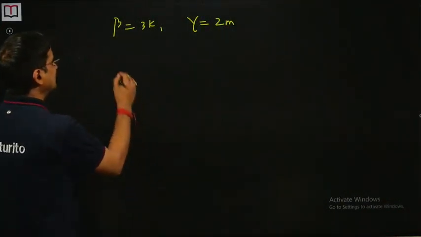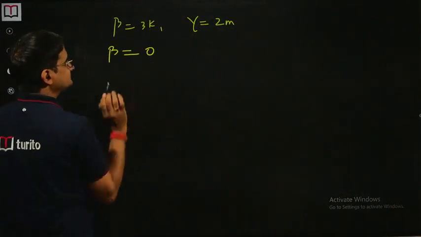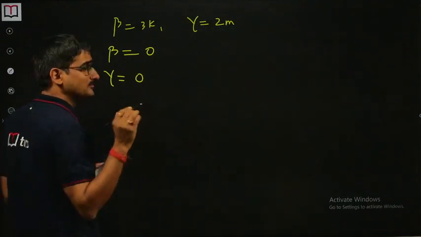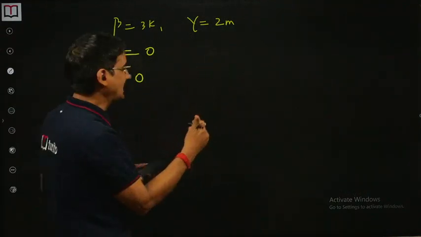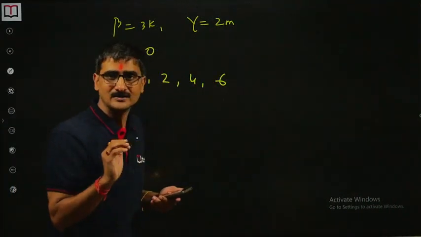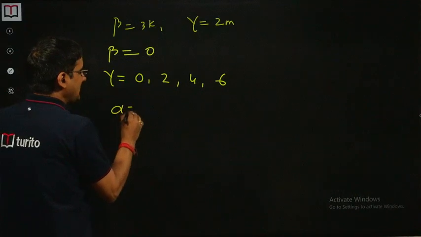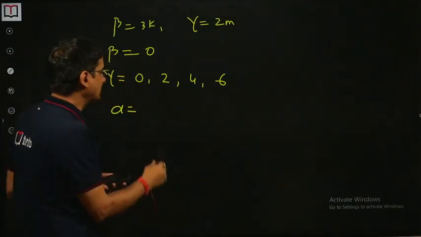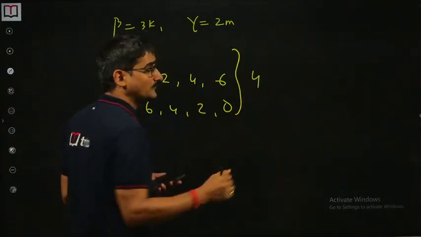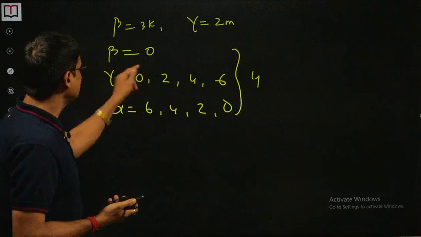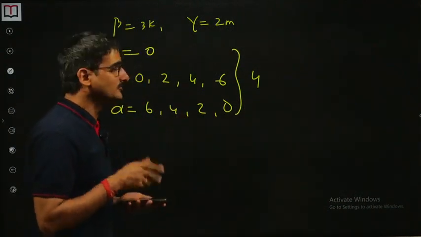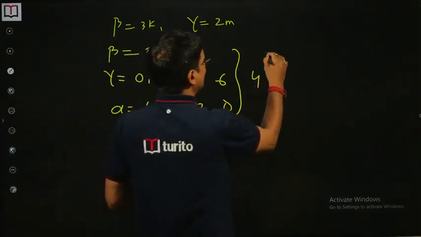Now let's start. If beta is 0, what are the possibilities for gamma? 0 is an even number, gamma has to be even, so gamma can be 0, 2, 4, or 6. Now what can alpha be? Alpha plus beta plus gamma is 6, don't forget that. So alpha is 6, 4, 2, 0. So how many combinations did we get? We got 4 such combinations. For beta 0, we got 4 possible sets of alpha, beta and gamma.